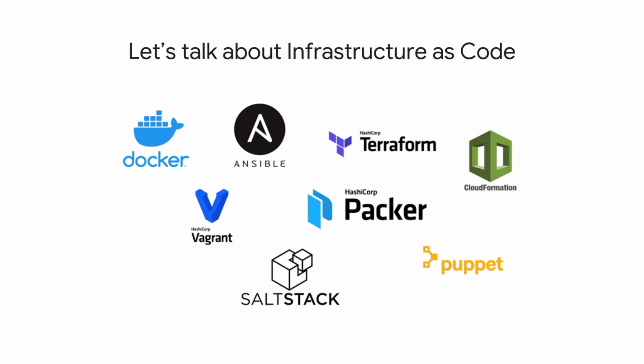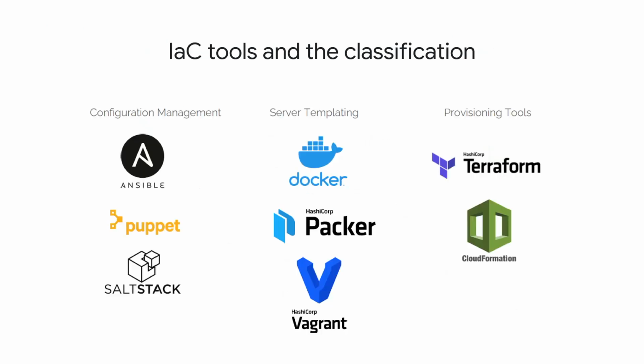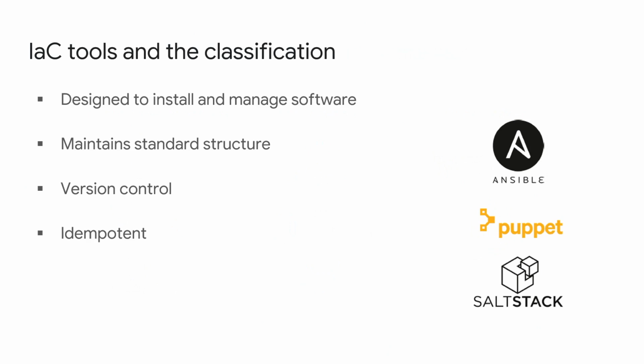As you can see from the slide, there are many IaC tools. Even though we could try using any of them to create a similar solution, each of them was made for different purposes. Keeping this in mind, we can order them under 3 categories. Config management tools: Ansible, Puppet, and SaltStack can go under this. Server templating tools such as Docker, Packer, Vagrant, and finally we have Terraform and CloudFormation as infrastructure provisioning tools. I'll go into detail about them shortly.